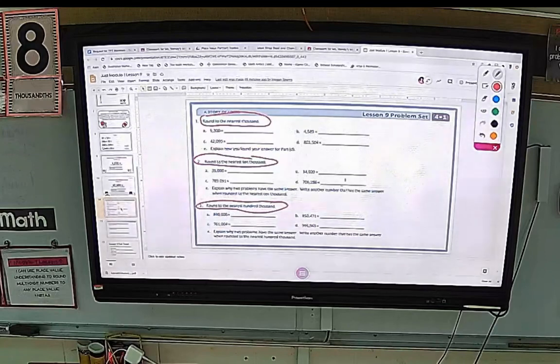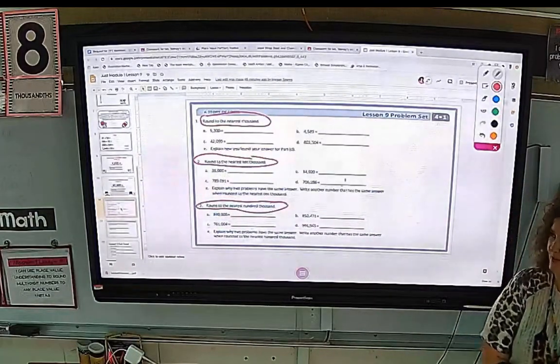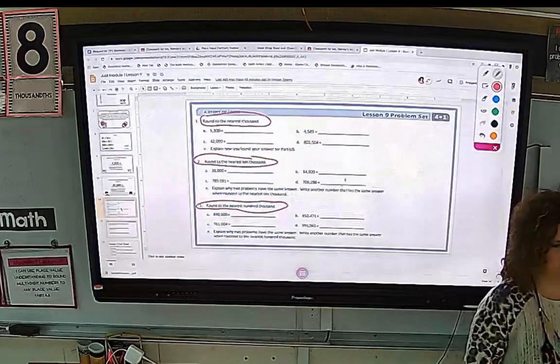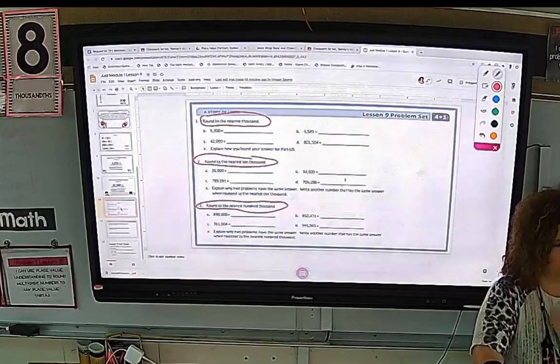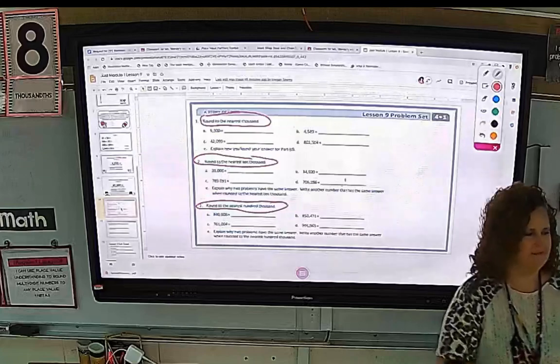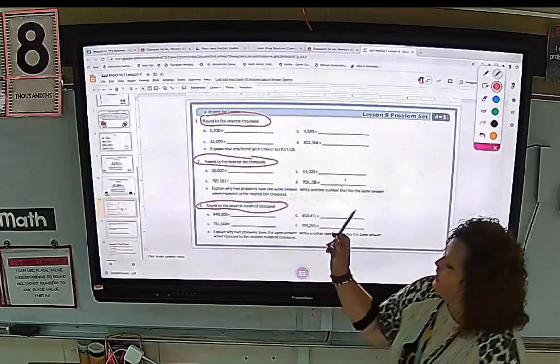Can we do the problem sets at home? Can we do the problem set at home instead of right now? If you're at home, you can do the problem set at home. But if you're at school, we're going to do them at school. Because that's a chance for you to practice more on your own and for me to see, oh yeah, they're getting it, or we need another couple of days. So, all right.